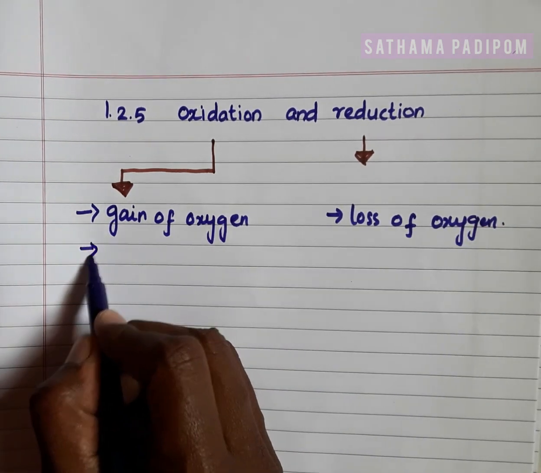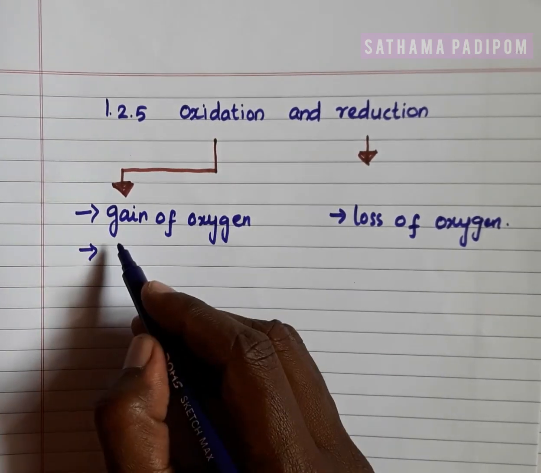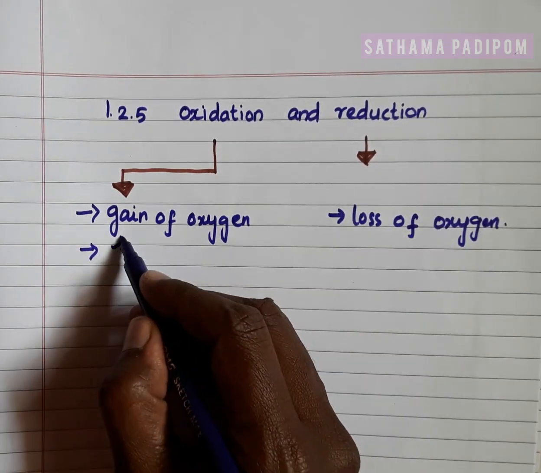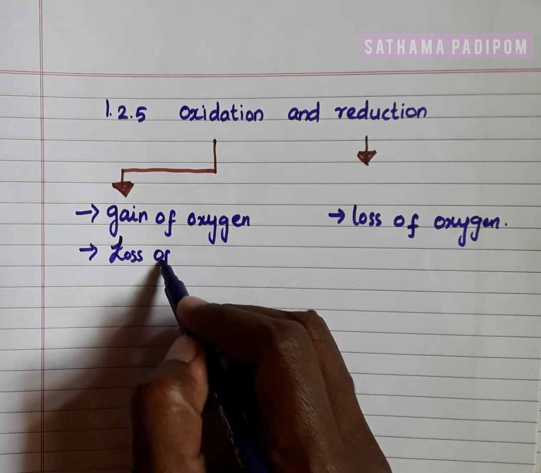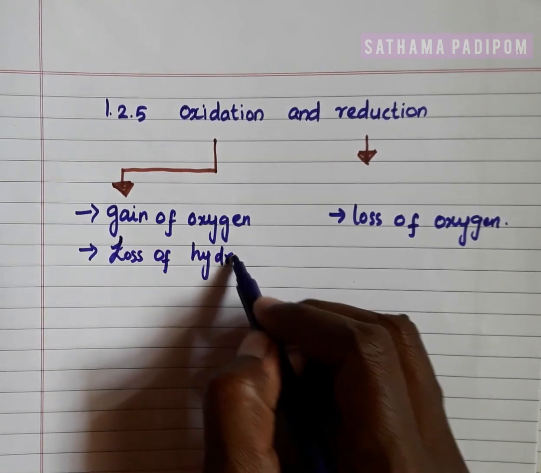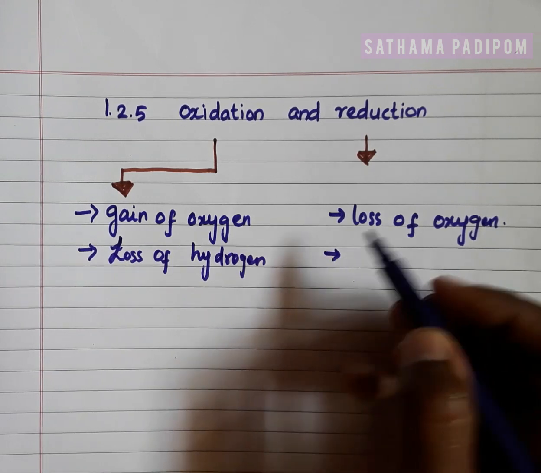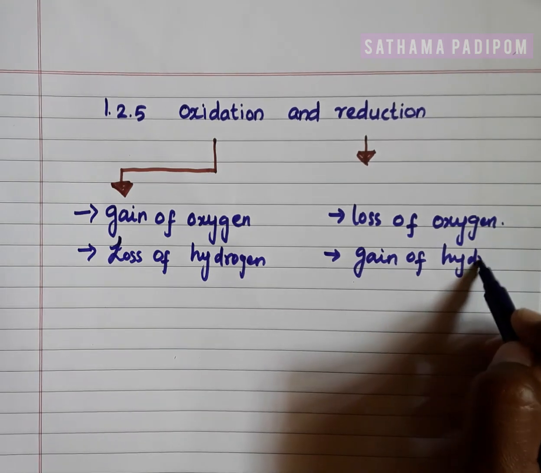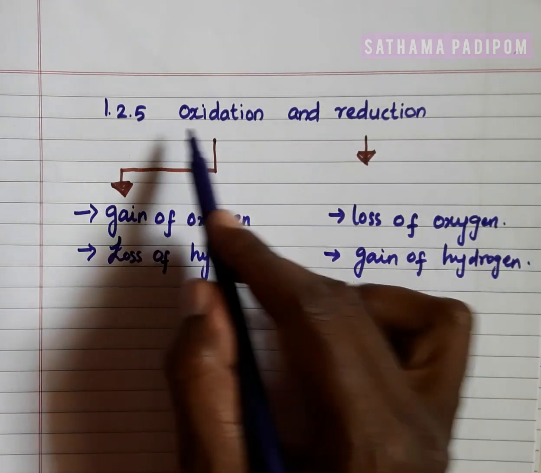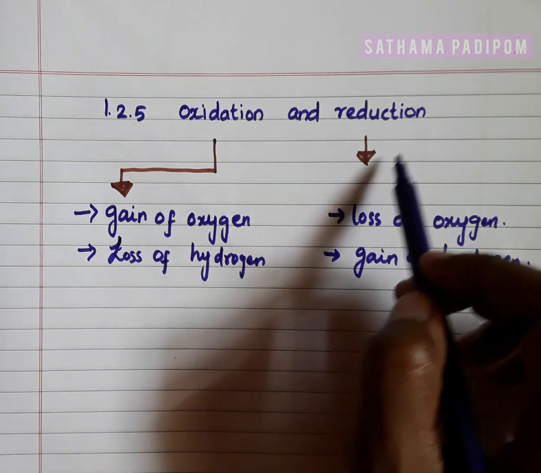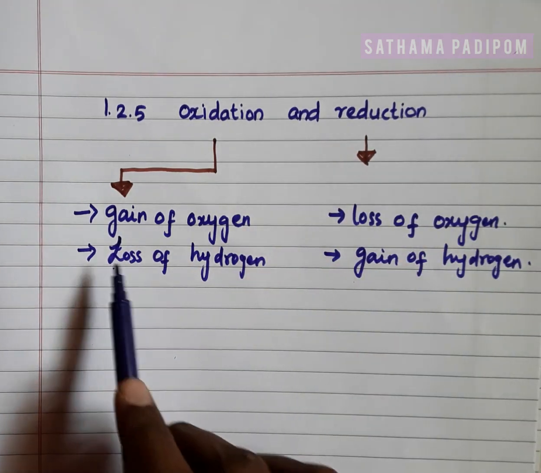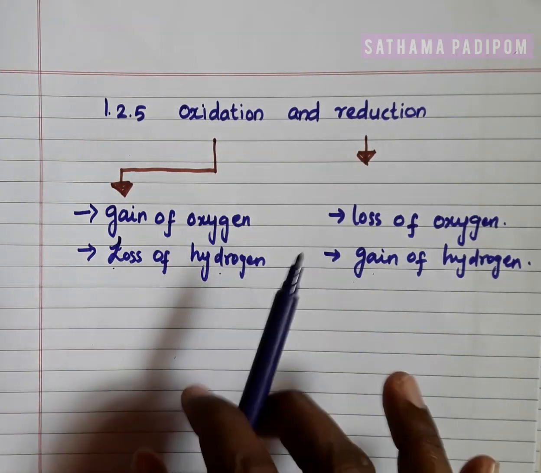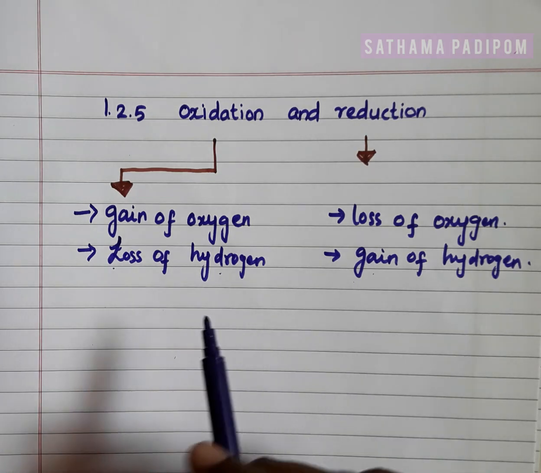Next, the second point. The first point is gain of oxygen for oxidation, and for reduction it's a loss of oxygen. Next, loss of hydrogen is oxidation, and gain of hydrogen is reduction. So in oxidation reaction it's a gain of oxygen, in reduction it's a loss of oxygen, loss of hydrogen is oxidation, gain of hydrogen is reduction. Keep these points in mind while writing the equation, and you will be able to understand.